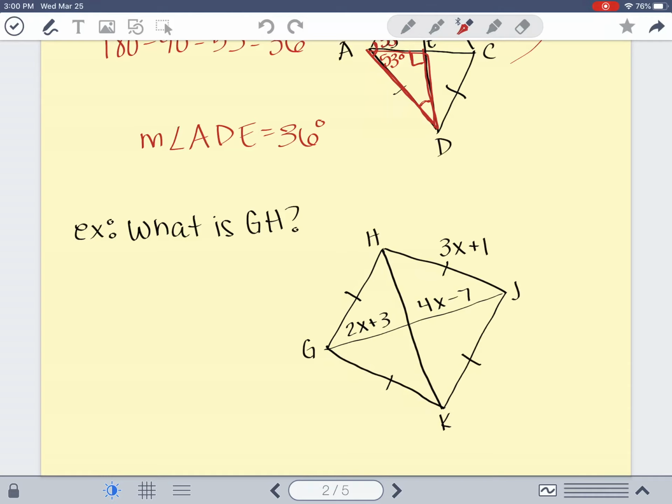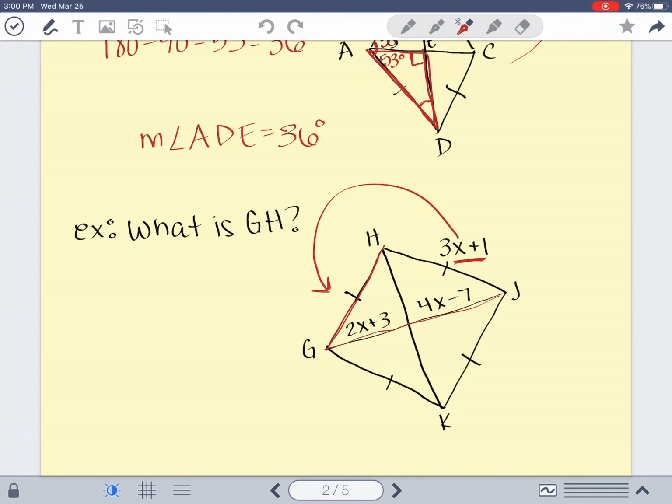The second example says, what is GH? In the end, we want to find this piece. Now, we see that this piece over here is 3x plus 1, which means that this side is also 3x plus 1 because those sides are congruent. So whatever we find for HJ is going to be the same for GH. Now, we don't have anything to set this equal to, so we are going to look at these two pieces of the diagonal.